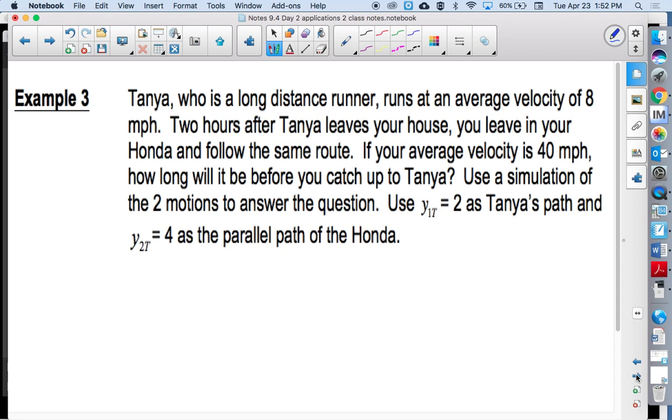But anyway, we have this girl named Tanya who apparently likes to run. She runs at an average speed of 8 miles per hour. So 8 miles for an hour, that seems pretty good to me. 16 miles in 2 hours, I don't know. That seems like a pretty decent pace.